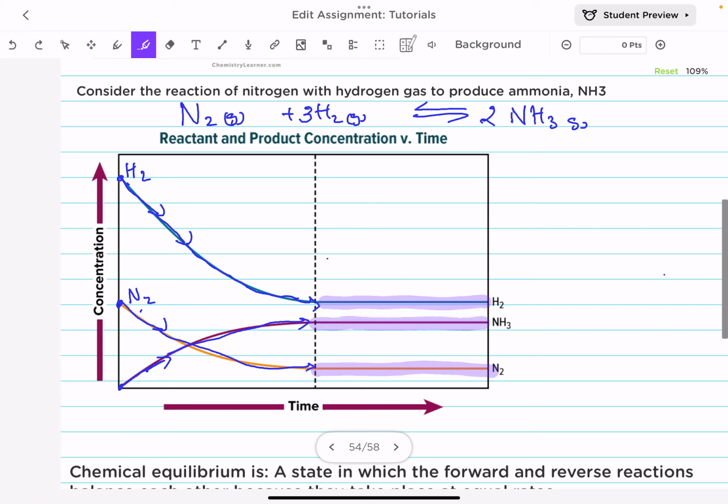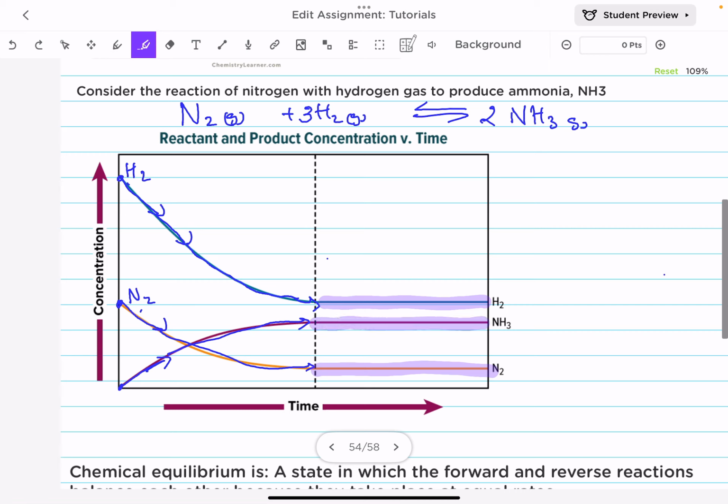Now, in summary of what I said, there are 2 points you need to be aware of: whenever a system is at equilibrium, the rate of the forward and the reverse reactions are equal. So look at this equation. The forward reaction rate slows down, and the rate of the reverse reaction increases until both of them become equal. When they are equal, it means the system has reached equilibrium.